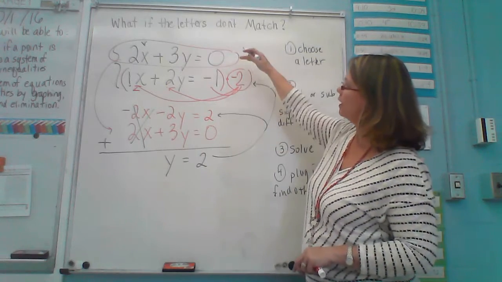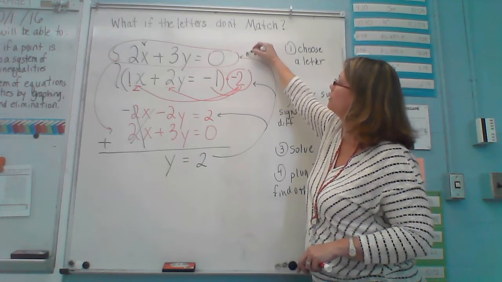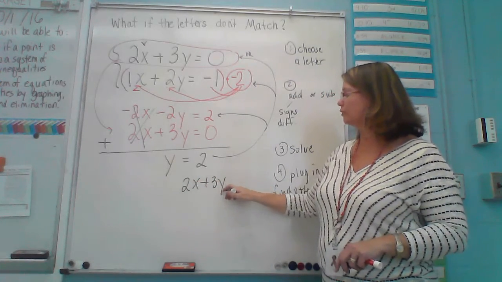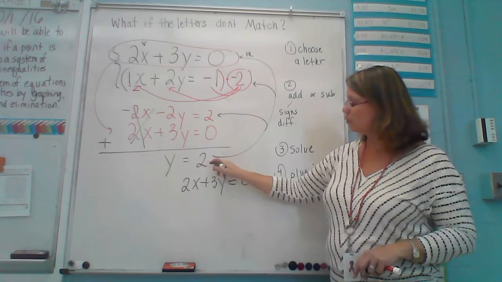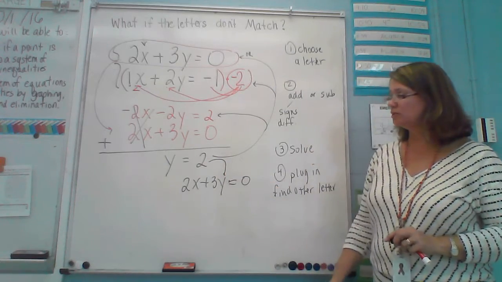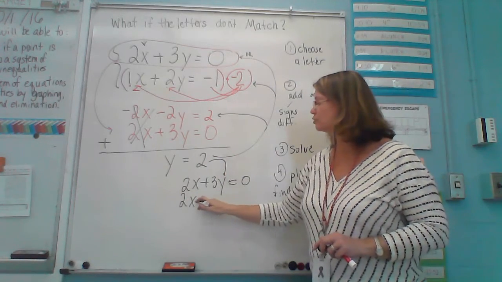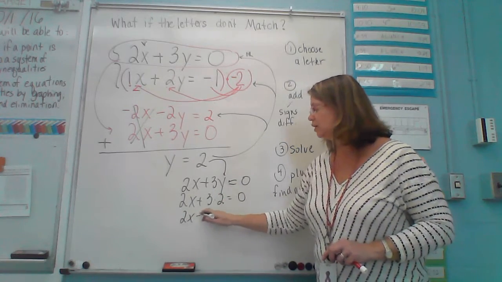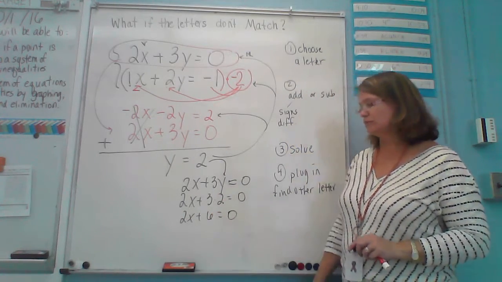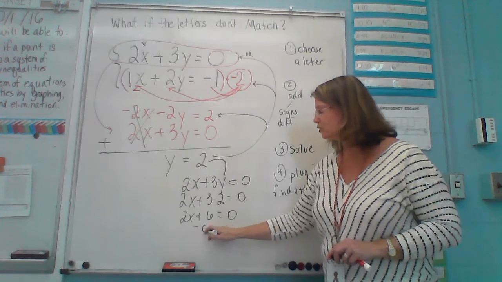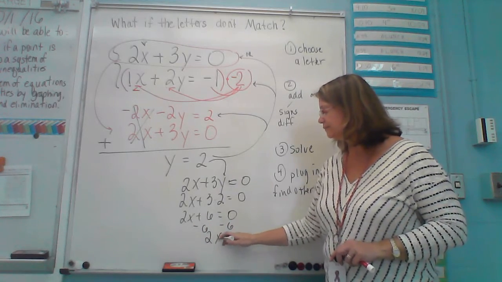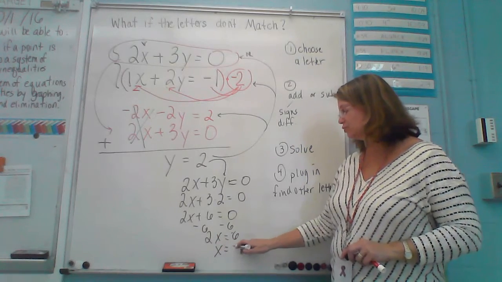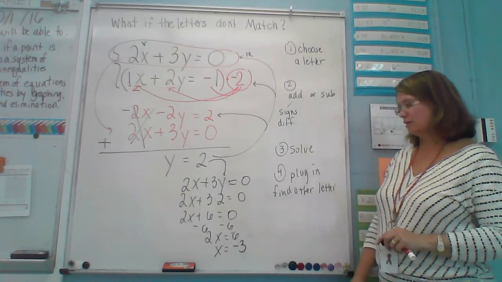Out of the 3, however, I would probably pick the first one. So I'm going to write 2x plus 3y equals 0. We know that y really equals 2. So that's going to make 2x plus 3 times 2 equals 0. 2x plus 6 equals 0. To solve for x, we have to subtract 6. And to get x by itself, we have to divide by 2. So I end up with a negative 3.